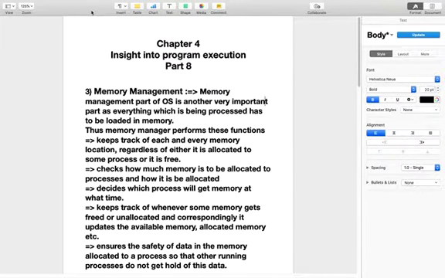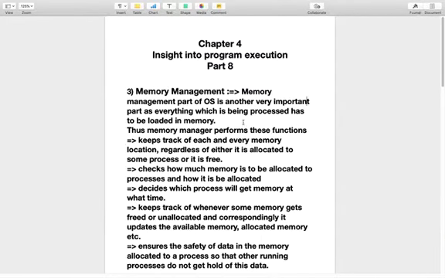Hello students, today in this class we learn memory management. So what is memory management in operating system?